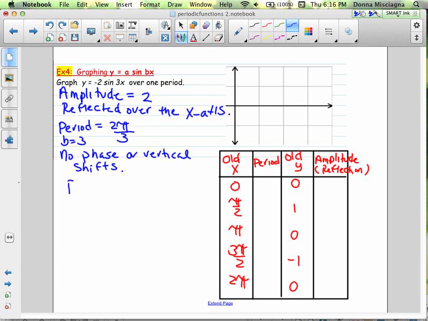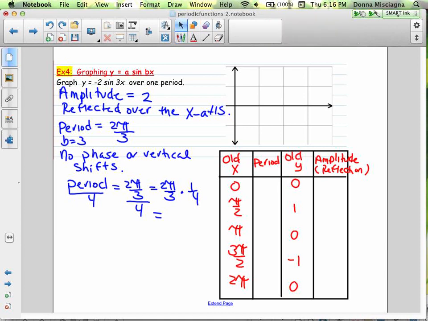And to find those values, we take the period and divide by 4. So that would be 2 pi thirds divided by 4, which is the same as 2 pi thirds times a fourth. Right? Dividing by 4 is the same as multiplying by a fourth. Now we could reduce that. We could cancel that 2 out, divide those both by 2, and we have pi divided by 6.